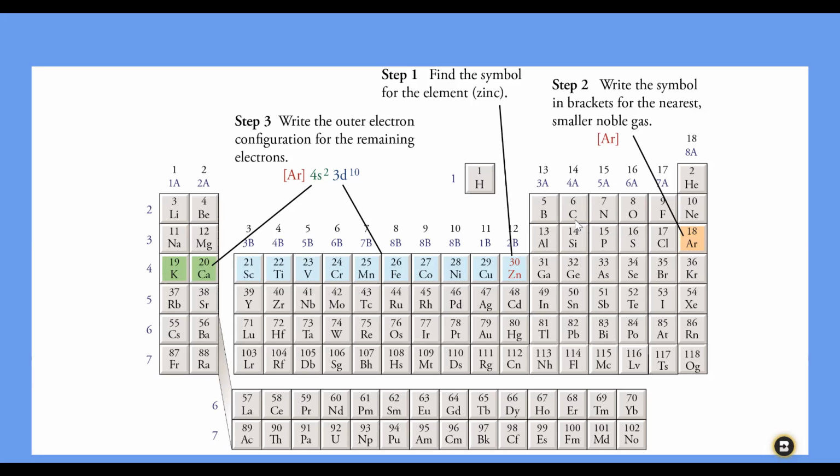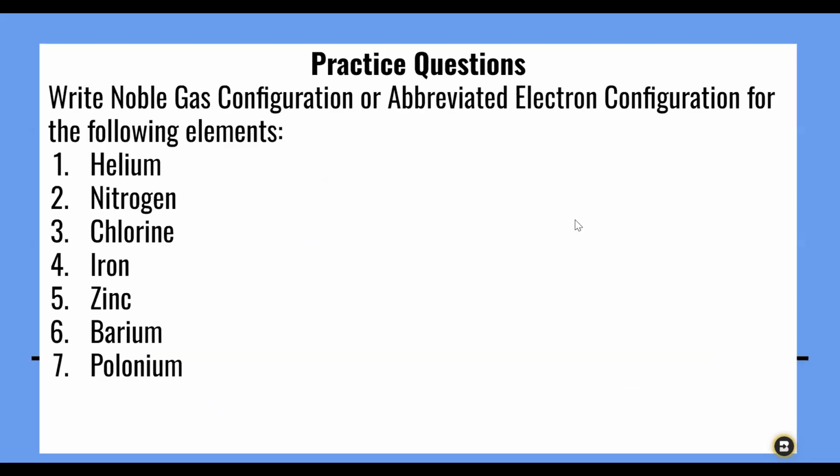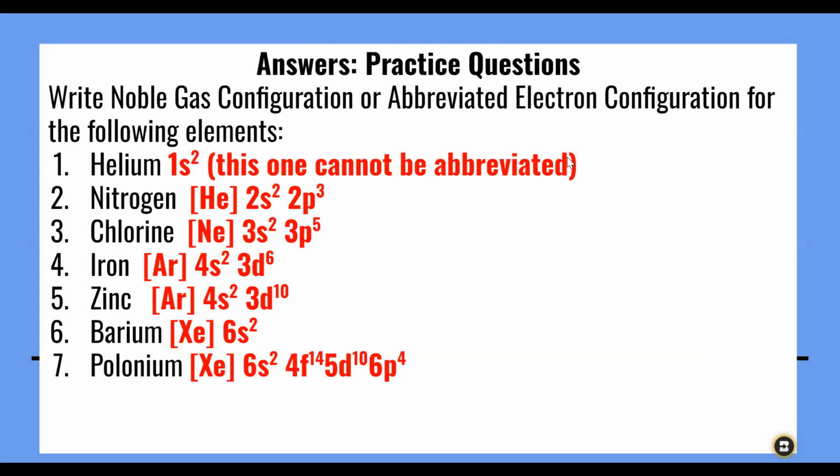So now I want you to do practice questions. Pause the video. Okay. And this is the answer. I want to get your attention. Hopefully you got this right. Helium 1s2. This one cannot be abbreviated. Okay, so it's an exception. You can write abbreviated electron configuration for noble gases. That's basically what it means. Okay, hopefully you are able to understand it. Thank you.